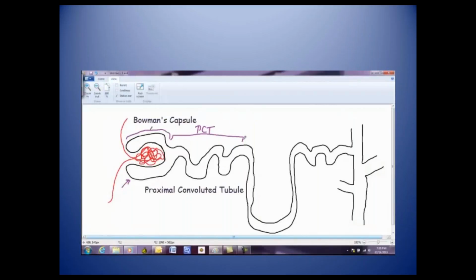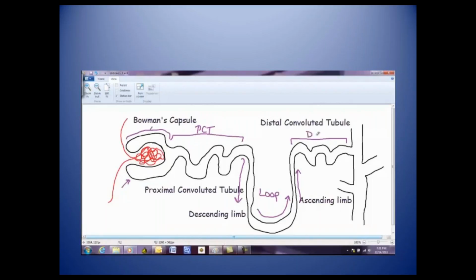That's all it means. Then it takes a turn and goes this way. It's going down, so we call that the descending limb, because it's going down. Then it makes a turn and comes back up. This turn right here is called the loop of Henle. Not Helen, Henle. If this was a descending limb, what do you think this one is? Ascending limb, very simple. After you hit the ascending limb, you get another twisty, turny, windy tubule. If this one was proximal, what's this one going to be? Distal. So this is the distal convoluted tubule. That's the basic structure of the nephron.